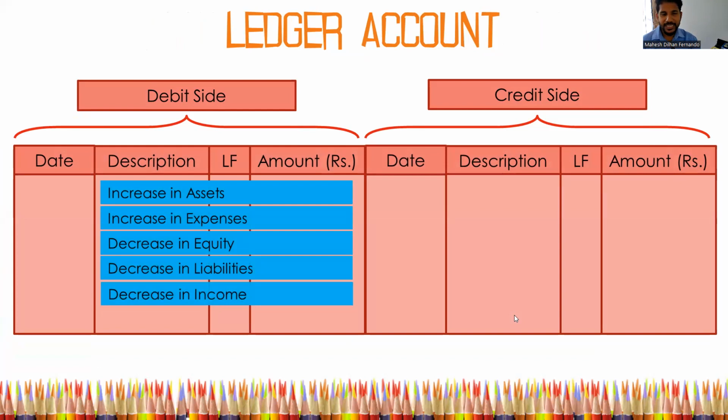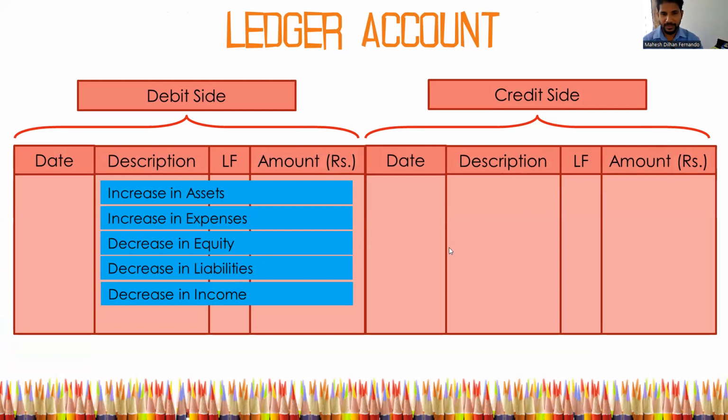In the debit side, this is what we record. Don't write it. Increase in assets. Increase in expenses. Decrease in equity. Decrease in liabilities and decrease in income. In the debit side, these are the changes that you can see.